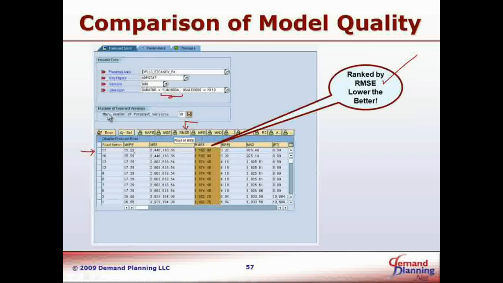And then I also look at the MAPE. The MAPE is also low, 15.29. I look at the MAD. MAD is also low. But these may not always be agreeing. They may be different for different SKUs. In this case, they agreed.